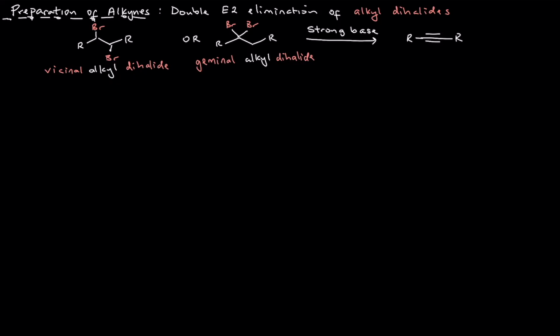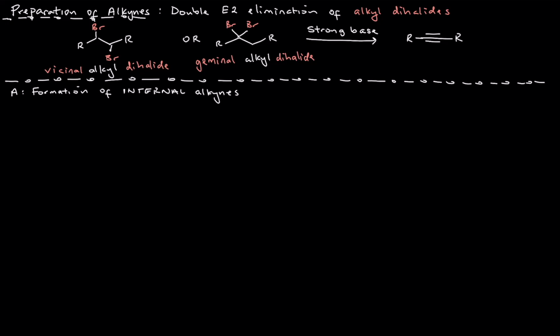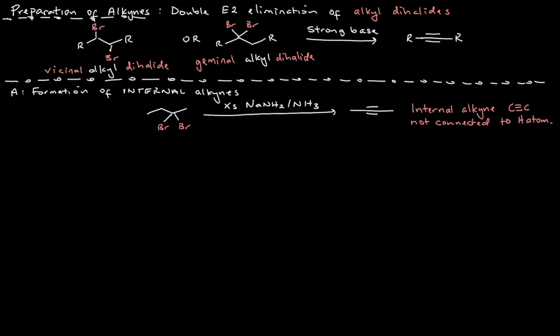Take any of these kinds of molecules and react that with a strong enough base, and you are going to form an alkyne. So let's start talking about the formation of an internal alkyne. We will use this geminal dihalide as an example. React that geminal dihalide with excess sodium amide and ammonia, and you're going to get an internal alkyne. It's an internal alkyne because neither of those triple bond carbon atoms are connected to hydrogens.